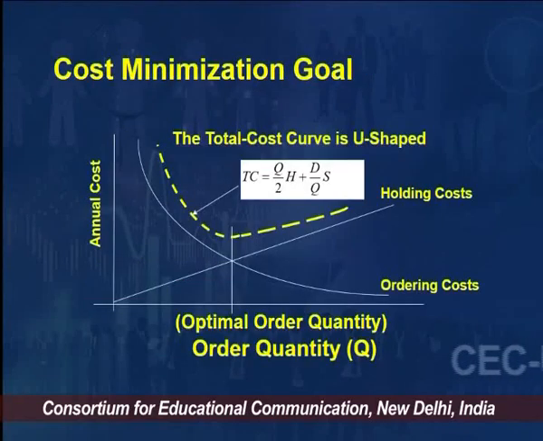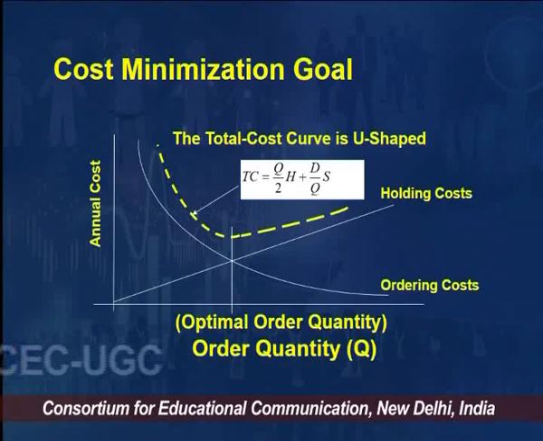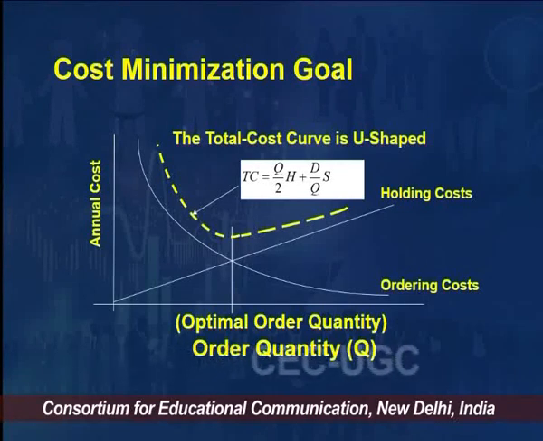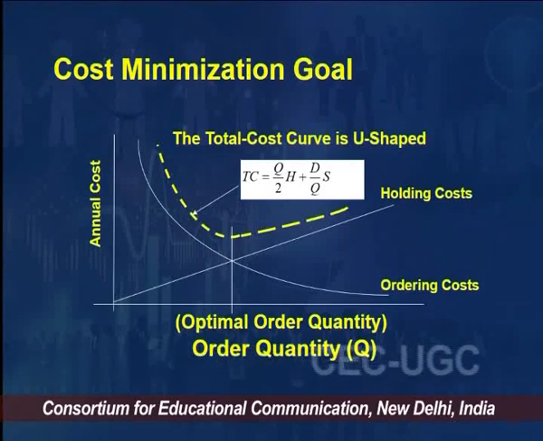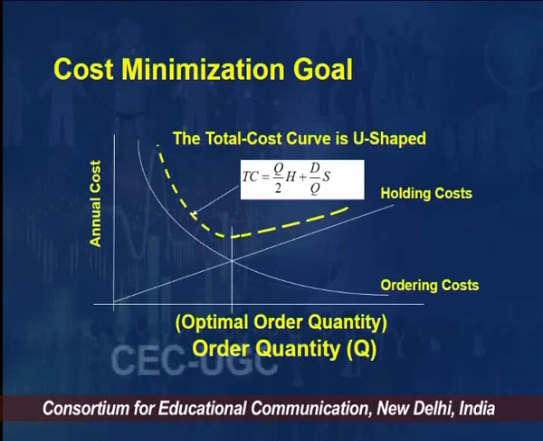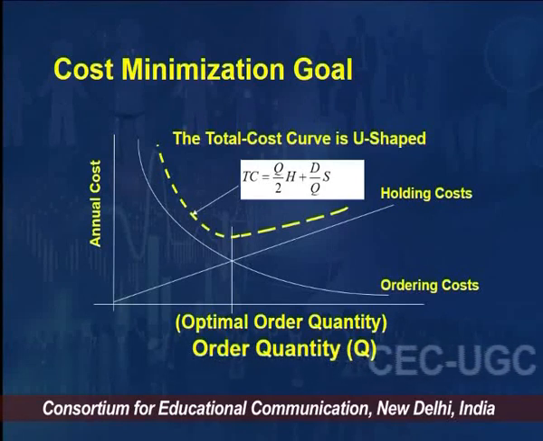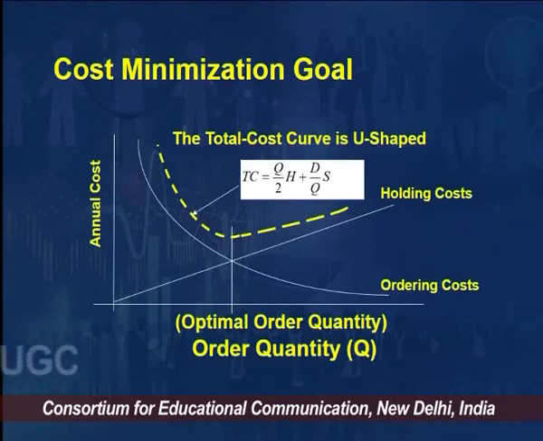Once again, on this slide, on the x-axis we are seeing the order quantity, and on the y-axis the annual cost. You are seeing holding cost and ordering cost, the point where they intersect, and the total cost showing the minimum point. This point is the optimal order quantity, or the EOQ point. And you are seeing the total cost also over here. So this is the cost minimization goal. If you order this quantity, it will be more economical for you, and the firm will be able to save on costs. Therefore, the total cost curve reaches its minimum where the carrying costs are equal to the ordering cost.